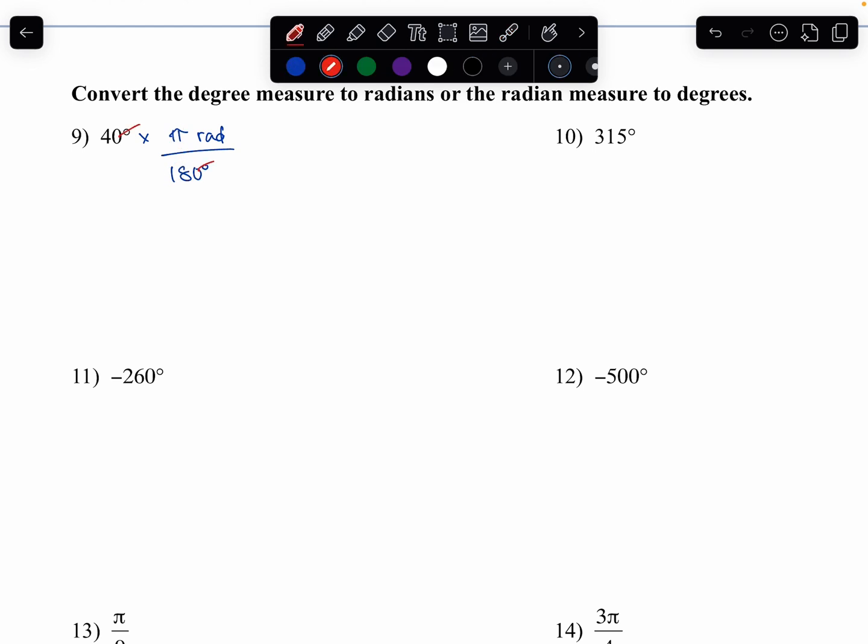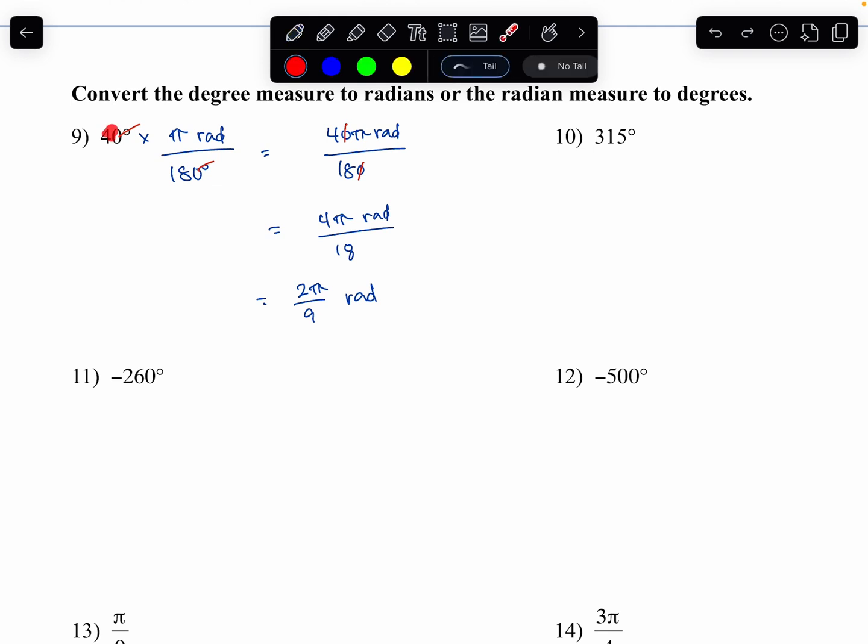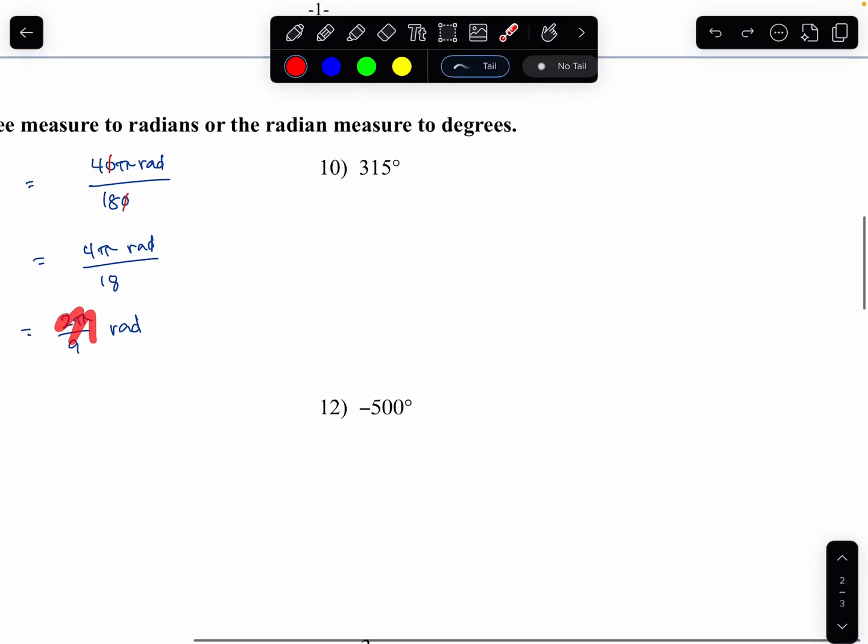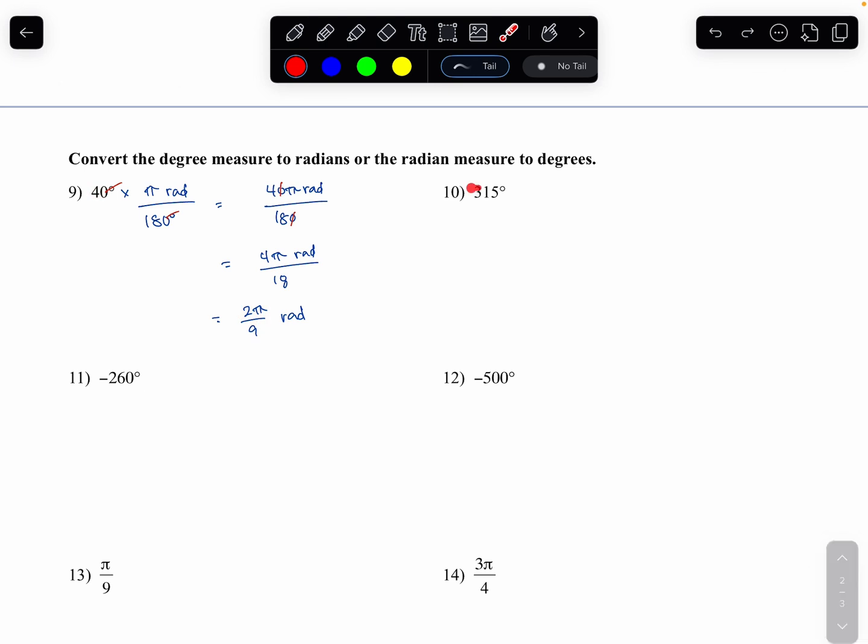The degree measure will cancel, so then I'm going to get 40 pi radians over 180, and then I'm going to simplify. I can simplify that so that it becomes 4 pi radians over 18, and both of those are divisible by 2, so 2 pi over 9 radians. So that's what 40 degrees is. 40 degrees is equivalent to 2 pi over 9 radians. All right, 315 degrees.